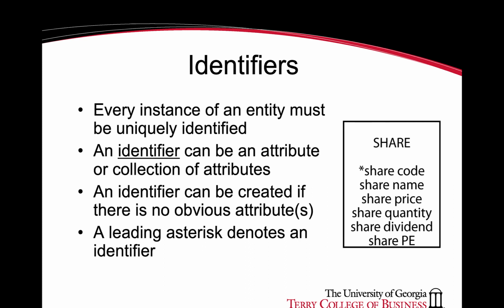Another important concept associated with data models are identifiers. Identifiers are a way to uniquely identify every instance of an entity. It is a way that we can distinguish, for example, one student from another student on a college campus. An identifier is typically an attribute or collection of attributes of the entity. The attribute used as the identifier is signified with an asterisk because it has a special purpose.